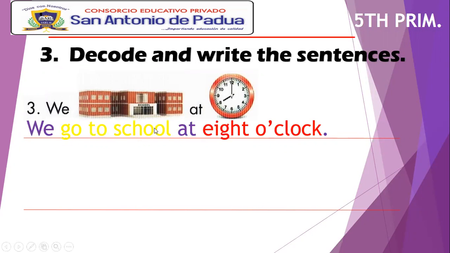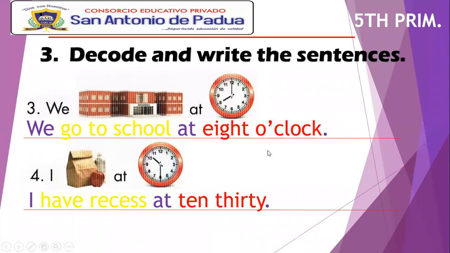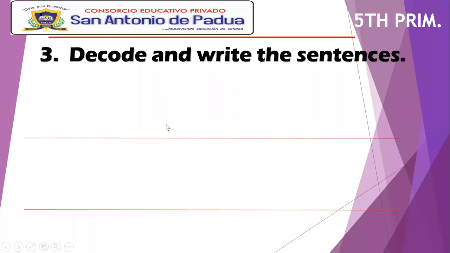Okay, we go to school at 8 o'clock. Yes, we go to school at 8 o'clock. Good. Excellent. Next. I have recess at 10:30. Good. I have recess at 10:30. Good. Come on. Let me check. So that's it. Yes, that's it. Okay. Again, again, please. Come on.